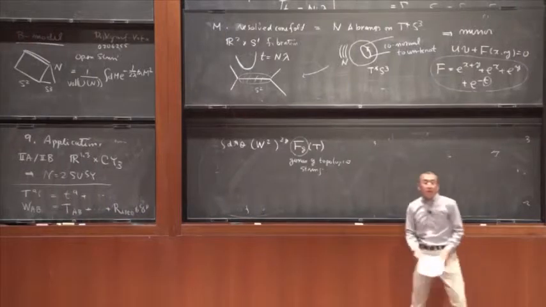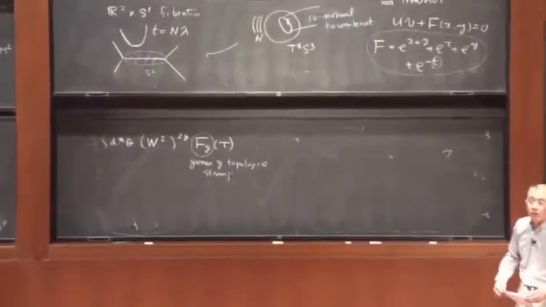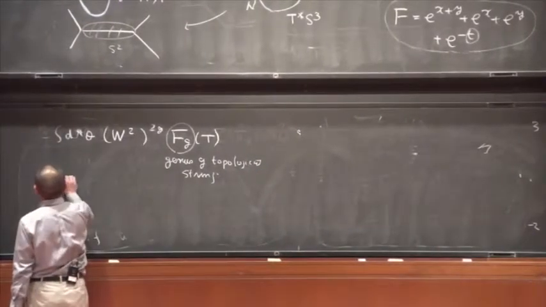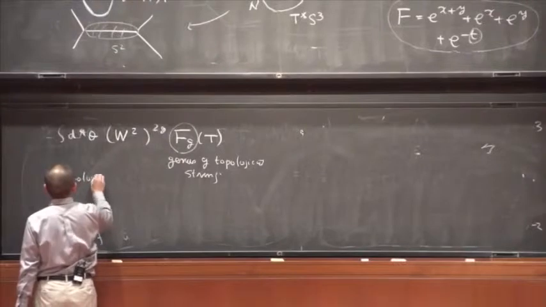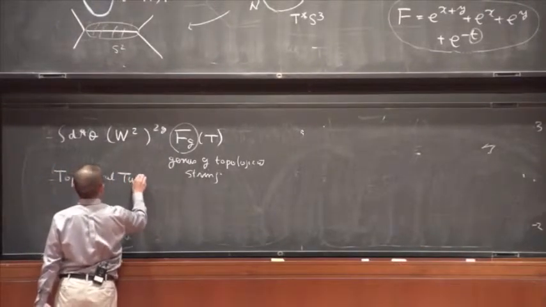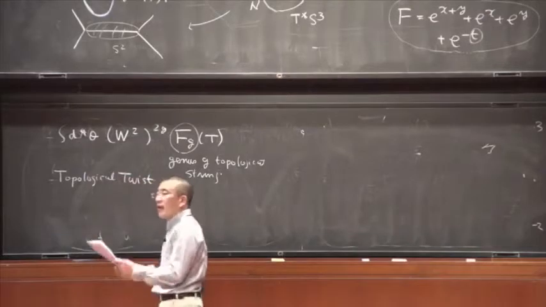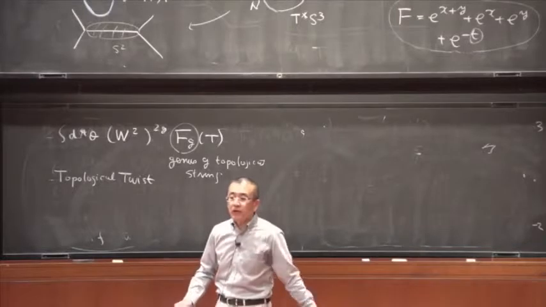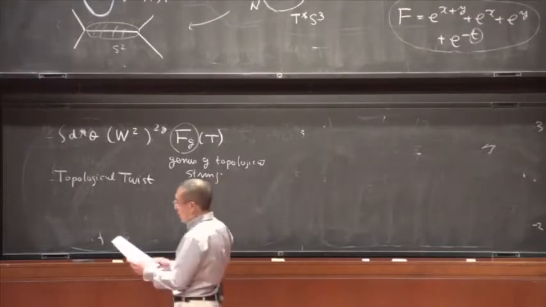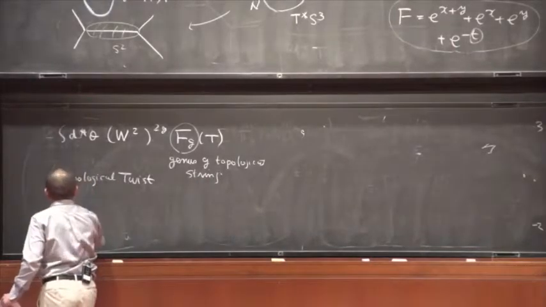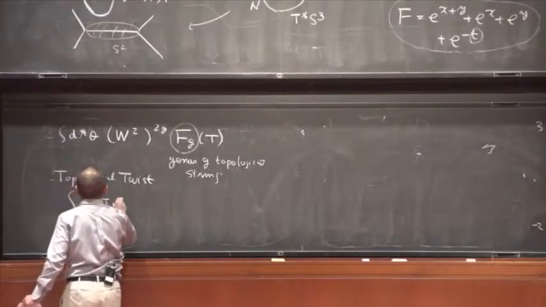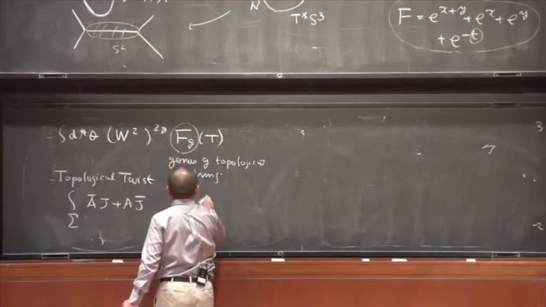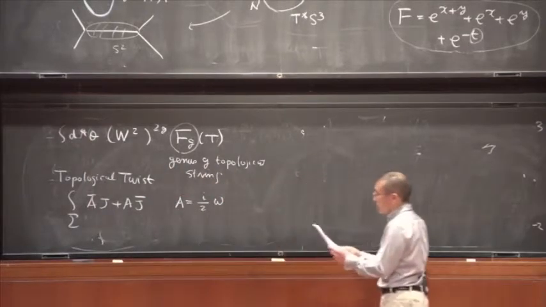So I would like to roughly explain why something like that can possibly be true. Okay? So remember that when you have topological string, you have to do topological twisting. So topological twist is equivalent to introducing a background gauge field on the string worldsheet and coupling it to the U1 current, A bar J plus A J bar, and choose this A to be equal to half of the spin connection. That's a prescription.